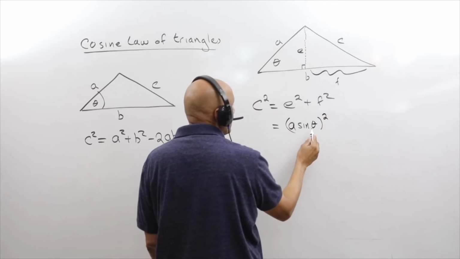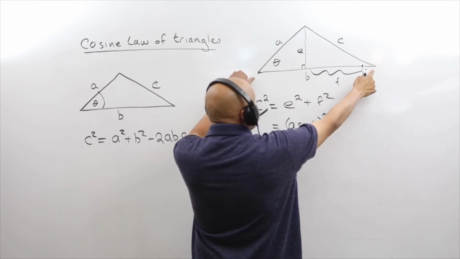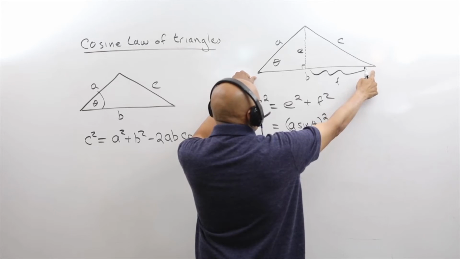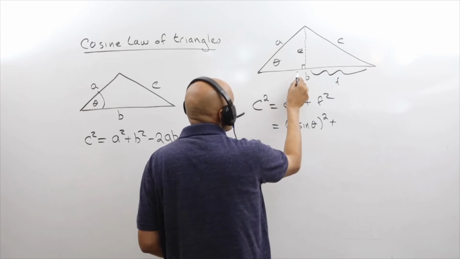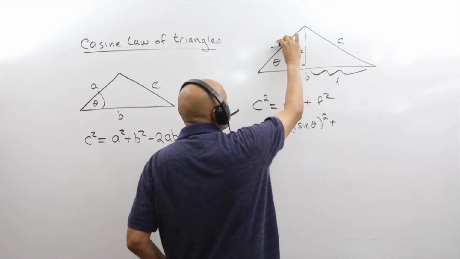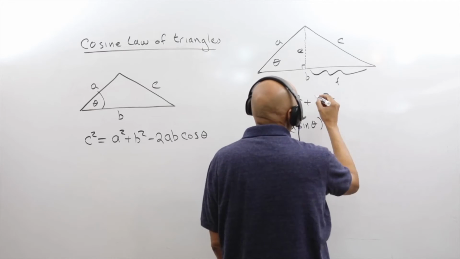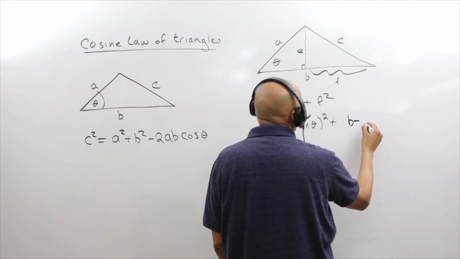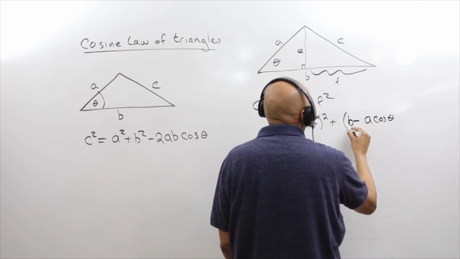Squared. So this is E squared. How about F? F is really the full length of B minus this length right here. But what is this length? The ratio of this side to this side is cosine, so this is really A cosine theta. So this full length is (B minus A cosine theta) squared.